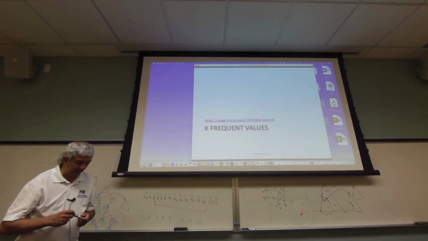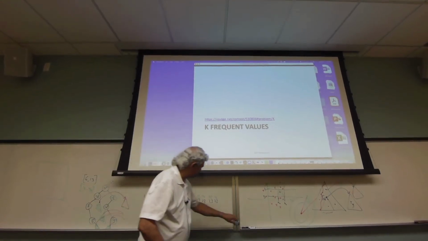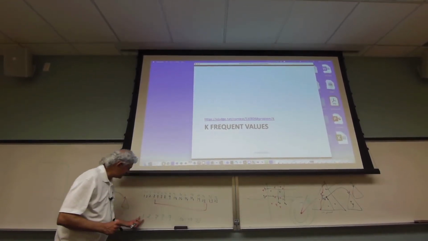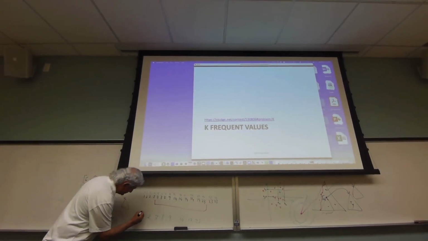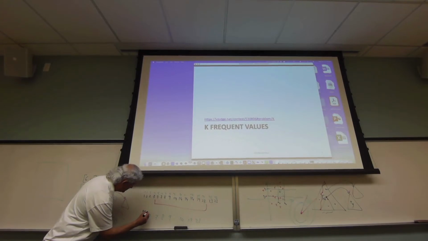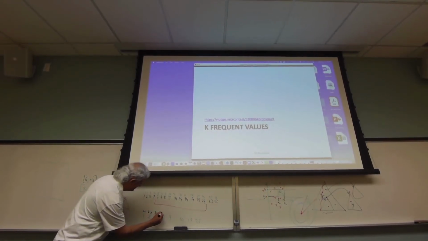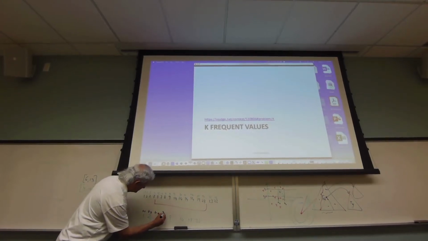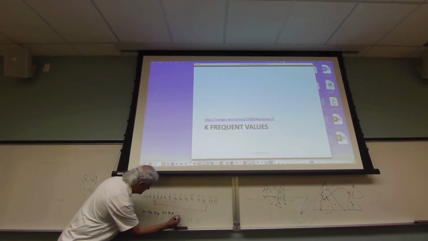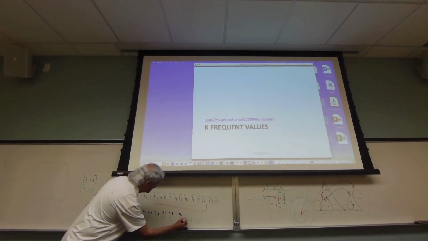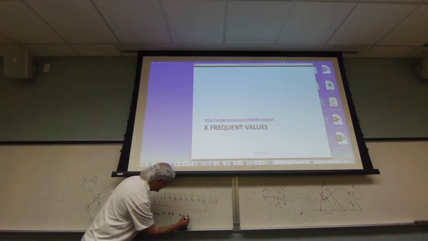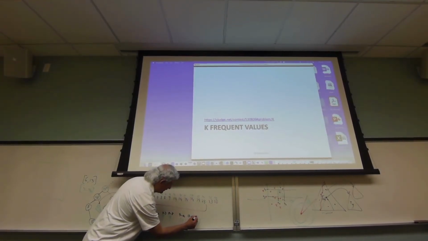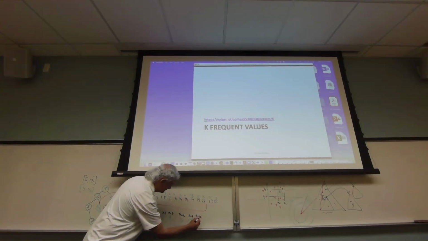For each item, I am going to store the range of indices where it's present. So for instance, this one is present from 1 to 1. This one is present from 2 to 3. This one from 4 to 6. This one from 7 to 7, 8 to 8, 9 to 12, then 13 to 13, and 14 to 16.